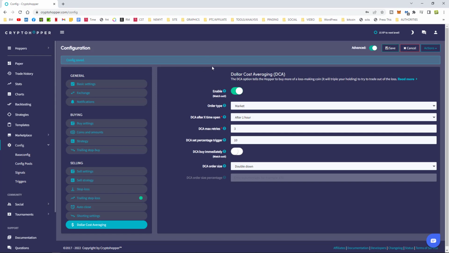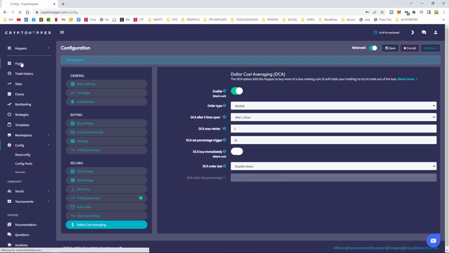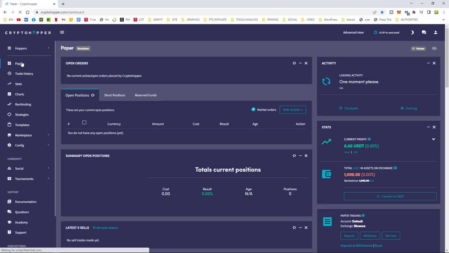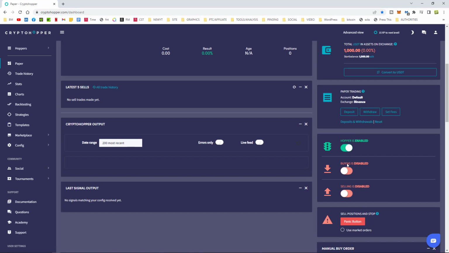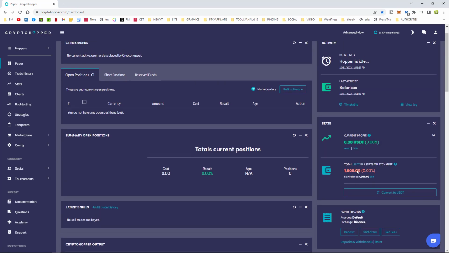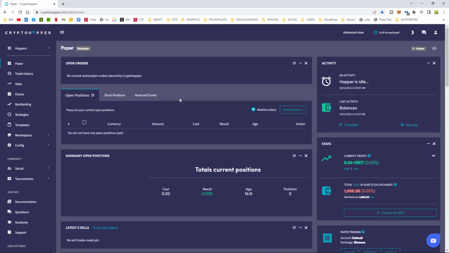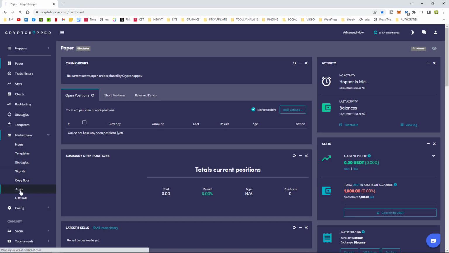So where do we go next? We've done all this, it's configured. Now I just go back to our dashboard in here. As you can see, a bot is still not doing anything, and that's just how we want it. What we've got to do next is go to Marketplace in here, and then go to Apps here.